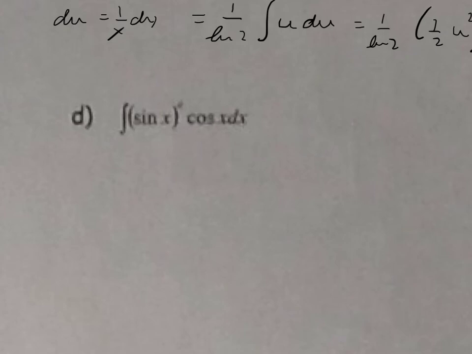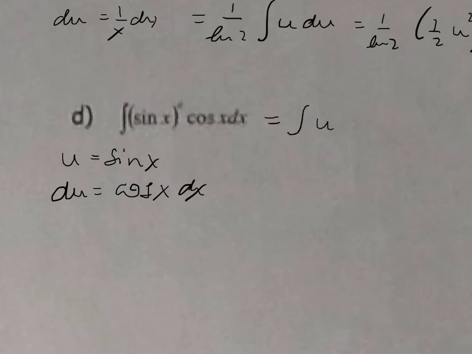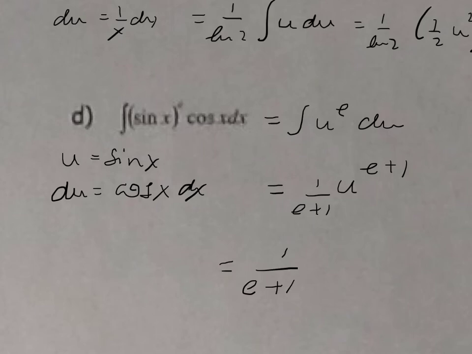Again, starting from u substitution, u is sine x, it's a composite function. du is the derivative of sine, which is cosine x dx, perfect match. So this integral is actually u to the e du, and we can integrate it. It's u to the e plus 1, times 1 over e plus 1, and u was sine x, so sine x to the e plus 1.